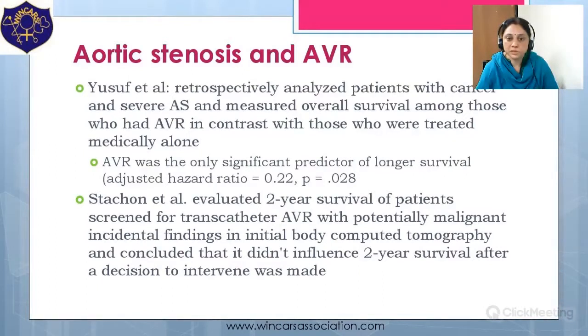Aortic stenosis is commonly seen in cancer patients, and a study by Yusuf et al. showed that patients who underwent AVR had a longer survival rate than patients who had not undergone AVR. Of course, the treatment option is decided based on the survival and prognosis of the underlying cancer.